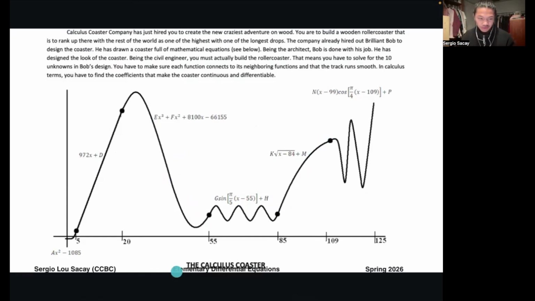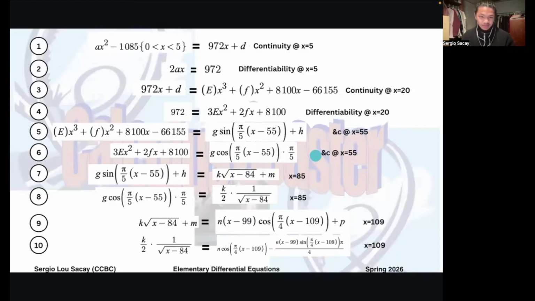As I said before, it's going to be this function set equal to this function for continuity, and then the derivative of this function set equal to the derivative of that function, and so on and so forth for each junction. I listed all these equations here: continuity at x equals 5, differentiability at x equals 5.